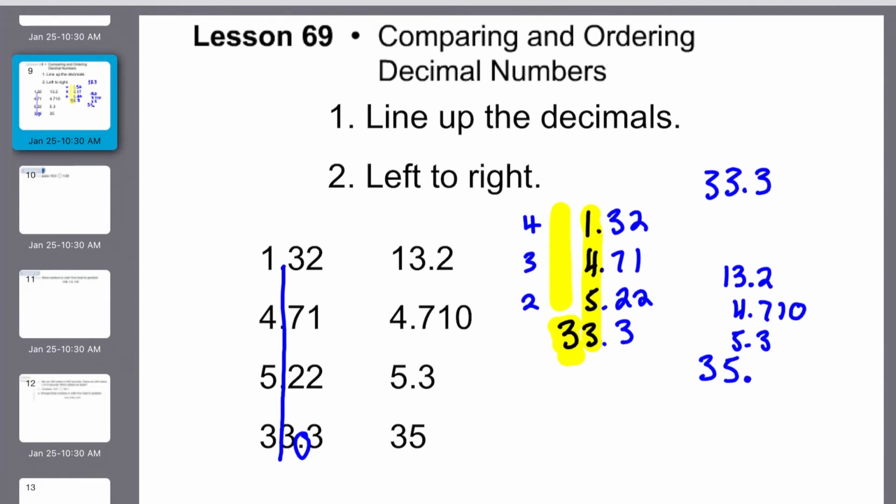And then you just look left to right. 35 would be the largest number. Second largest, then you look, 13.2 would be the second largest. Then 5.3, and then 4.710. Some students will often get confused if there's a bunch of decimals at the end. The main thing is if you start on the left side and then work your way to the right to determine the order of the numbers.